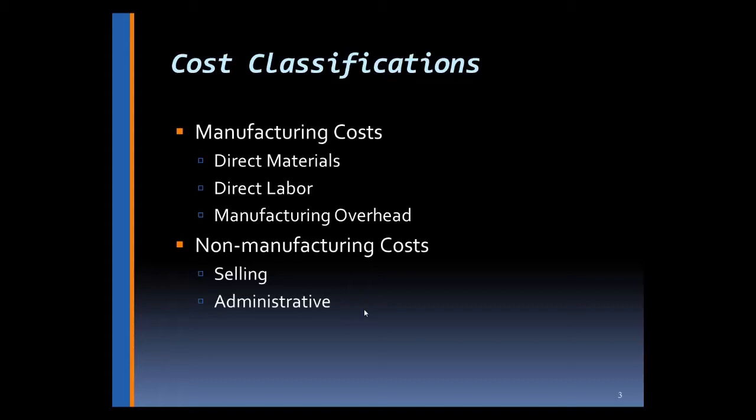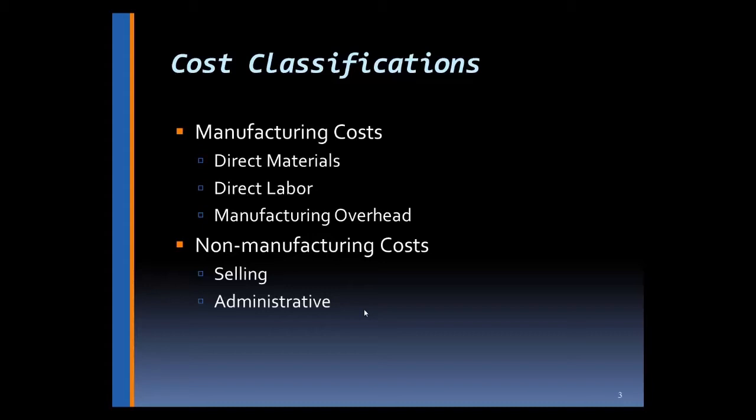Manufacturing overhead consists of everything that is not direct material or direct labor. It would consist of such things as factory depreciation, factory supplies, supervision, indirect materials, factory rent, factory utilities, things of that nature. Now, the product cost is going to consist of these three components, and we'll be inventorying the manufacturing cost.